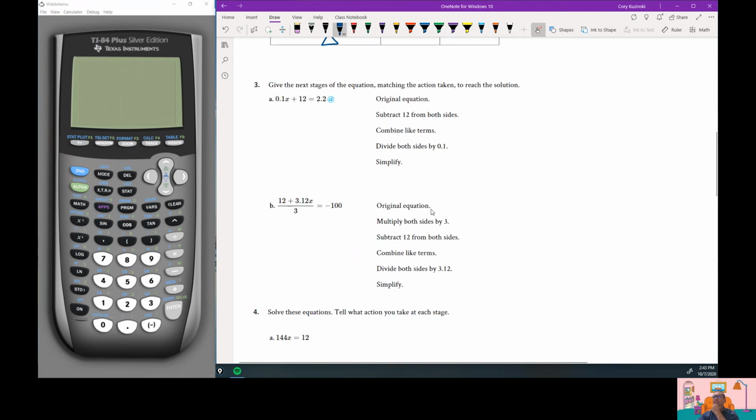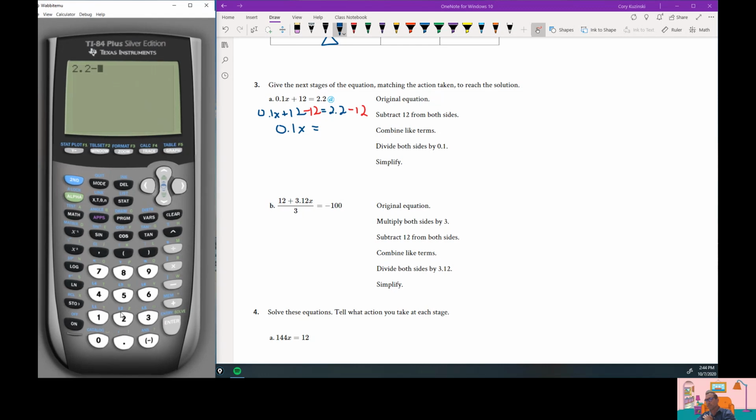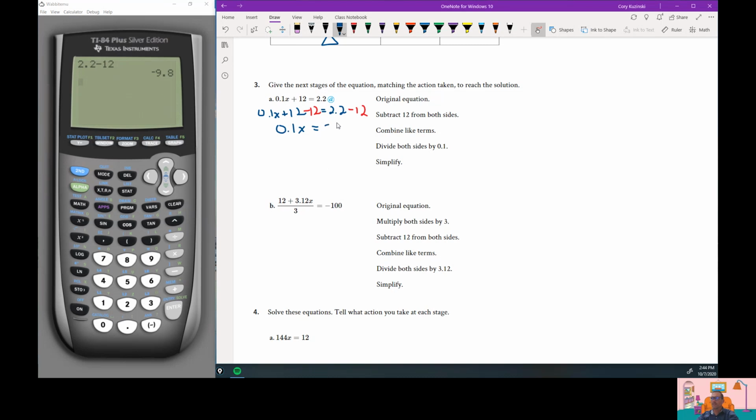Next up, give the next stages of the equation. Okay, so if we subtract 12 from both sides, that would be 0.1x plus 12 minus 12 equals 2.2 minus 12. Combining like terms, that would get rid of the 12 minus 12. That would just be 0. So we just have 0.1x equals, and then 2.2 minus 12. So 2.2 minus 12 gives us negative 9.8.